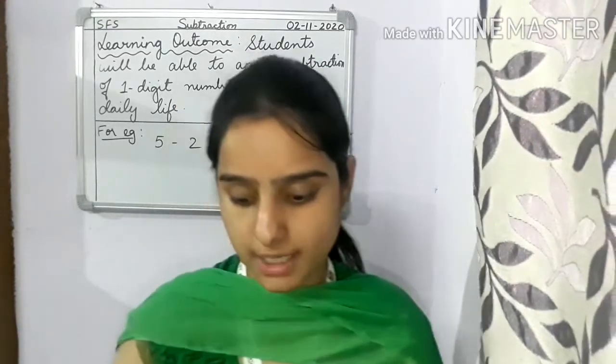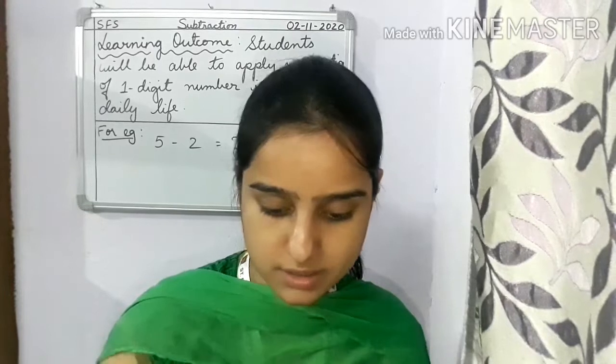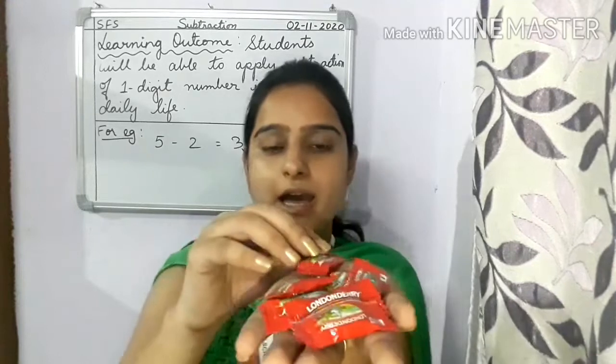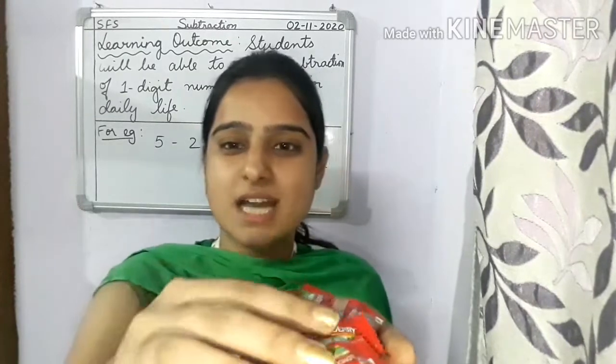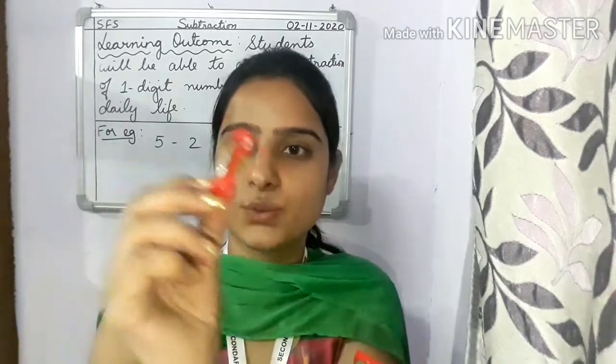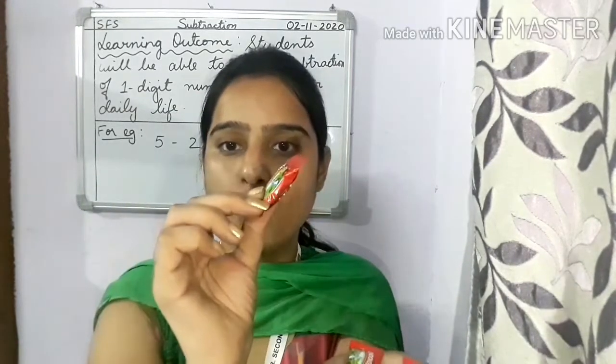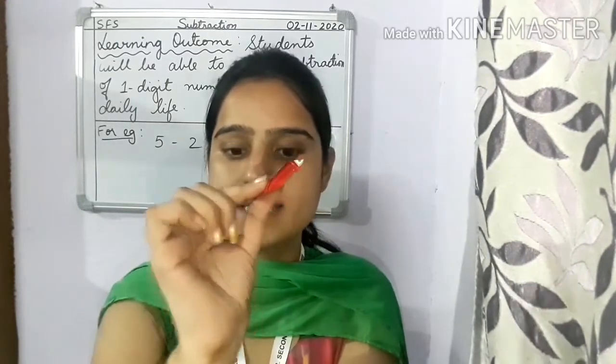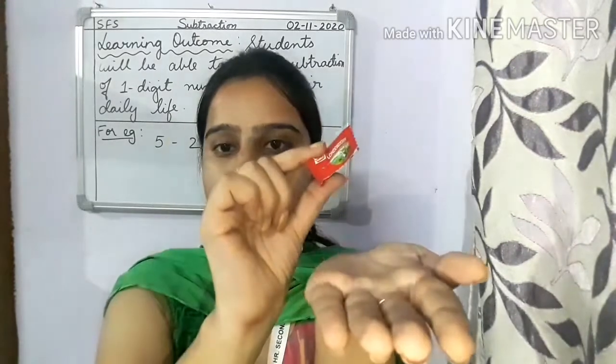Suppose we have chocolates. I have chocolates. We can use this also as an example. Now, I have these London Dairy chocolates. Do you like this? Okay, so let's count the total number of chocolates here. 1, 2, 3, 4, 5, 6, 7. So total how many London Dairy chocolates do I have?